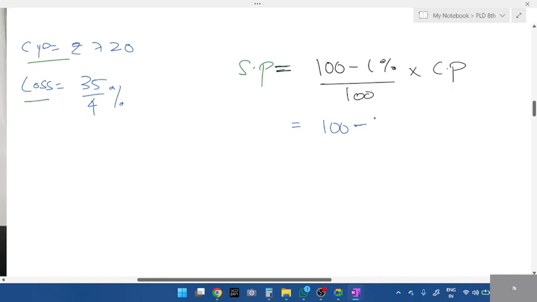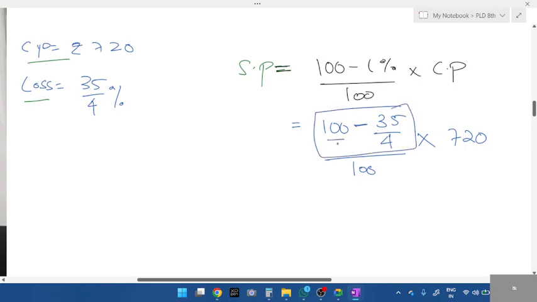No, no, no. You're giving some irrelevant answer. We are doing this question. SP is equal to 100 minus. What should I write in place of loss? Divided by 35 divided by 4, divided by 100 into what is cost price? 720. Now, can you see there are two values here? So you need to take LCM, right? Yeah, take LCM. What do you get?